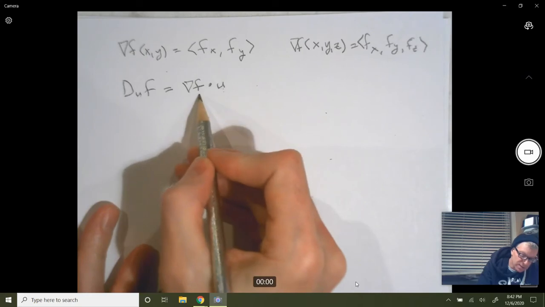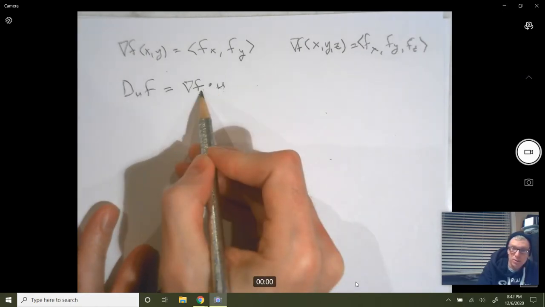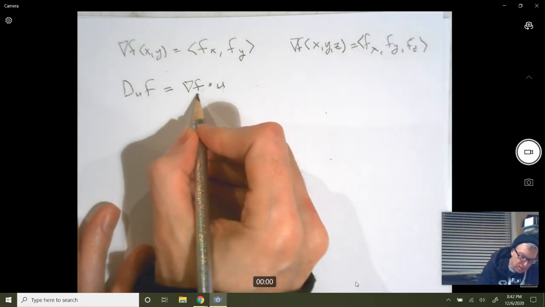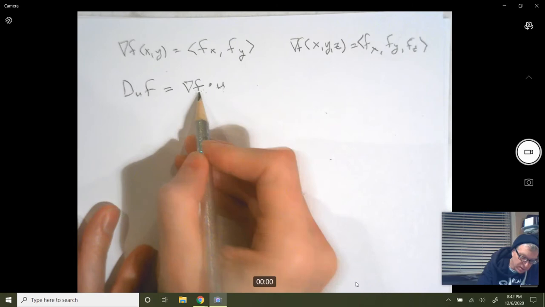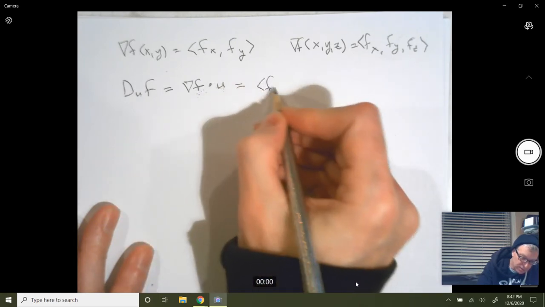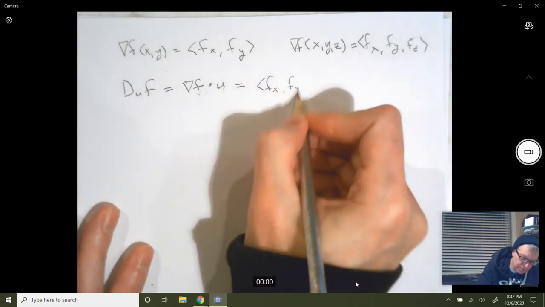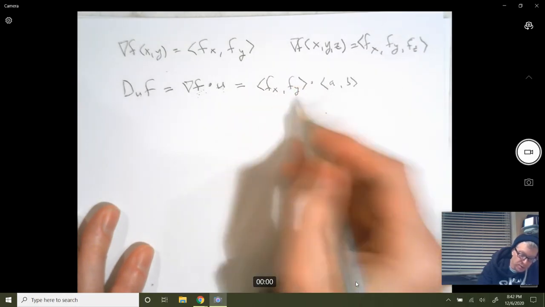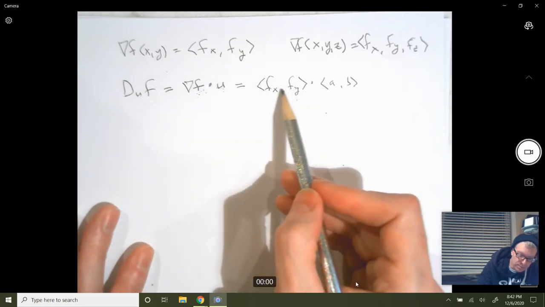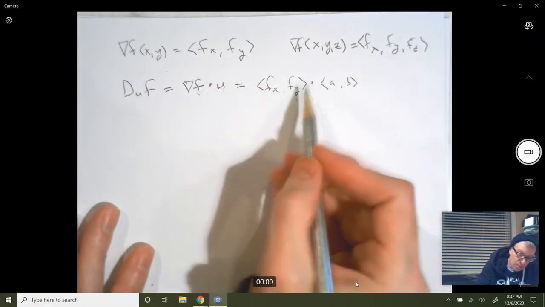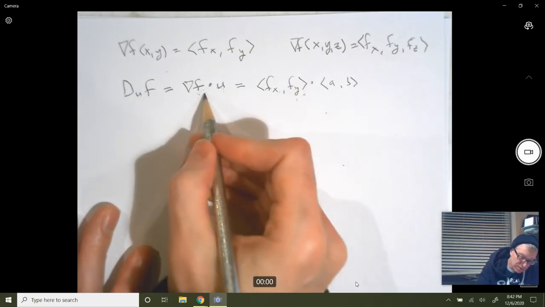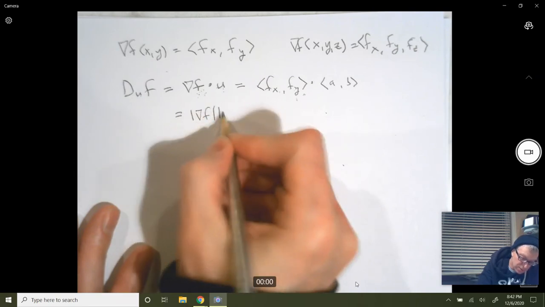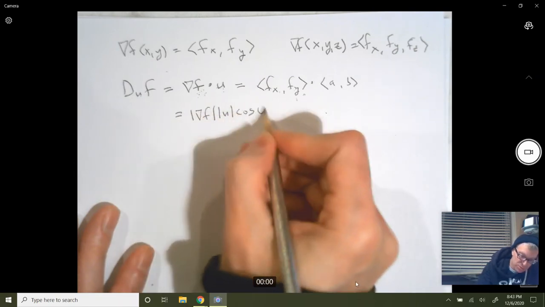If you want to maximize this thing, now this is a dot product, so it's going to be a scalar. If you want to maximize this thing, remember how you find a dot product. So it's going to be the x derivative, comma, the y derivative, and then you dot that with some unit vector, or it could be three-dimensional. Or the other definition for a dot product is the magnitude of f times the magnitude of u times the cosine of the angle between them.